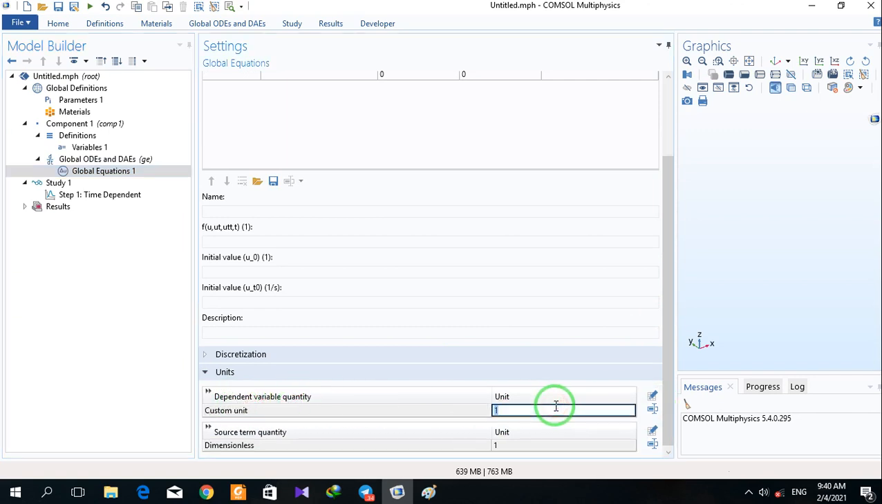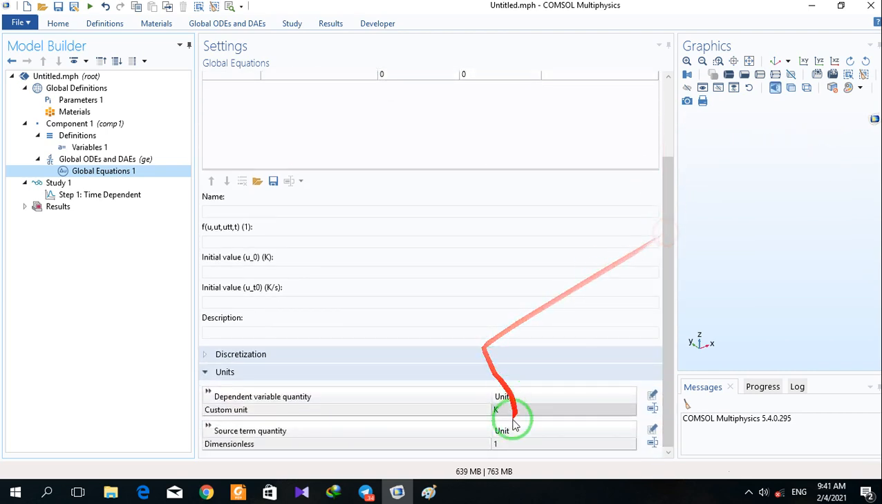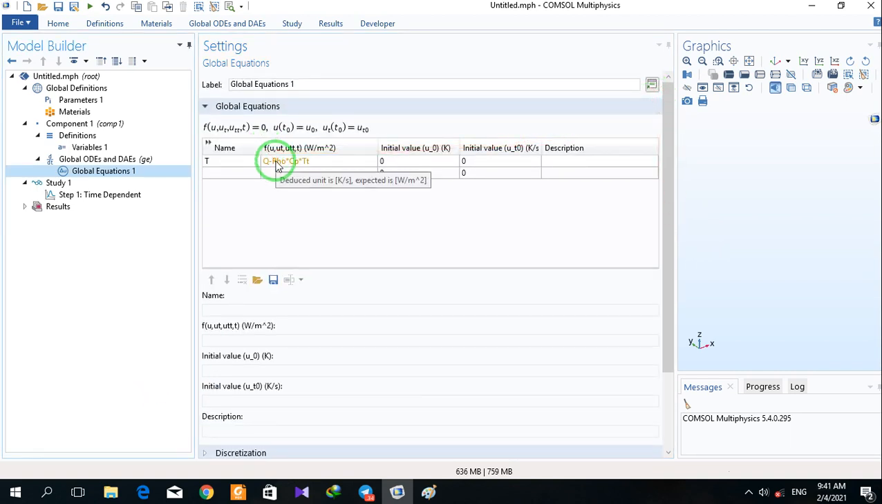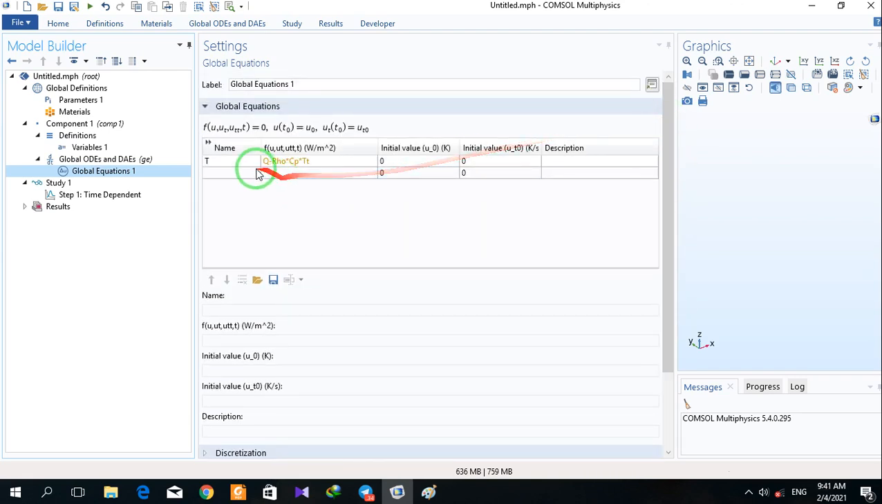So here I have a dependent variable quantity. My dependent variable is what? Temperature. So its unit is Kelvin. Source term quantity. What is the source term quantity? The source term quantity is Q, because it is my equation. It is a plus, a source of my equation. That is watt per square meter. Okay, so it is my equation. I defined it.